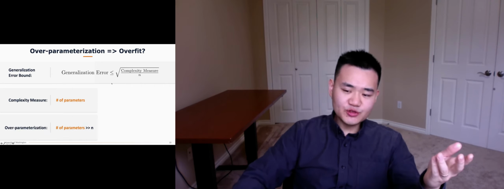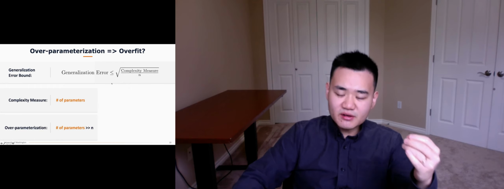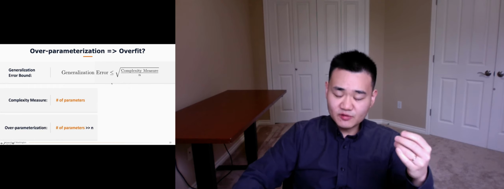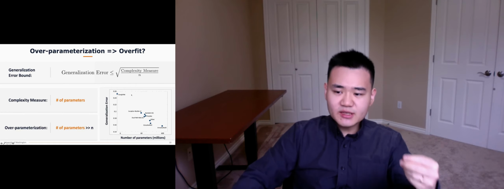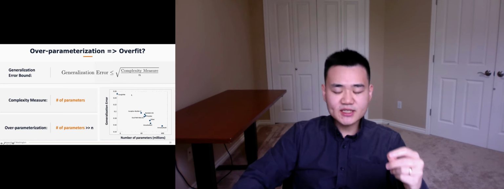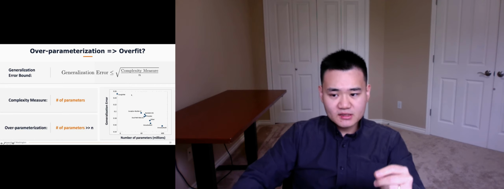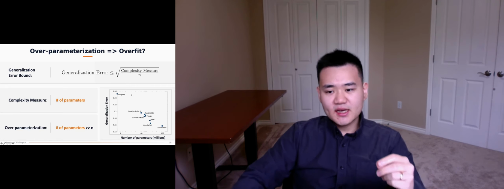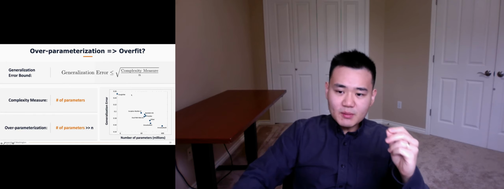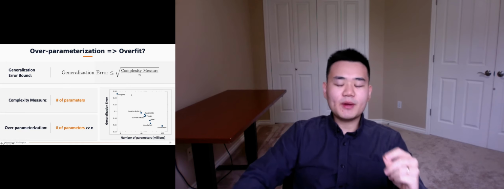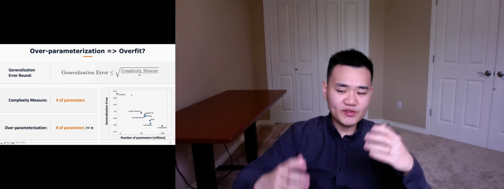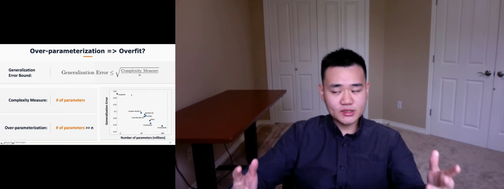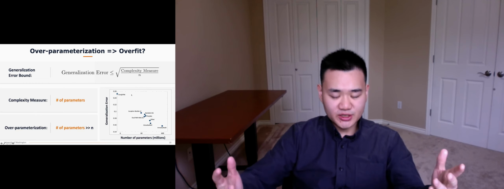However, in the overparameterization regime, the number of parameters is much bigger than the number of data points, which makes this term very, very big. And furthermore, in practice, if we increase the number of parameters, the generalization error actually decreases. So these experiments show that the number of parameters is not the correct complexity measure to characterize the generalization error of these overparameterized networks, and we need some new complexity measure here.